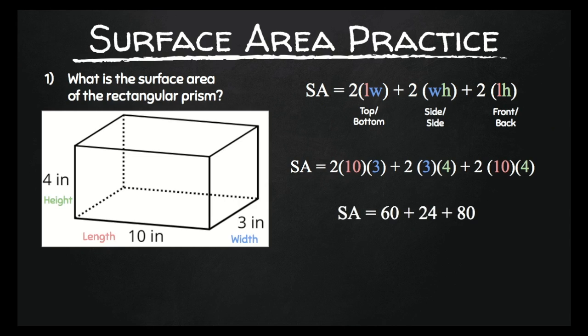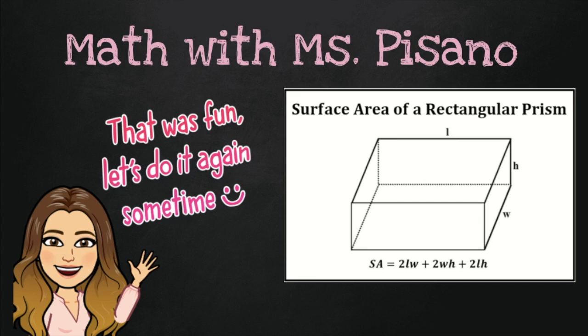My next step is to multiply. I'm going to multiply each of those groups of numbers so that I'm left with 60 plus 24 plus 80. My final step is to add all three of those numbers together, and I find that the surface area is 164 square inches.